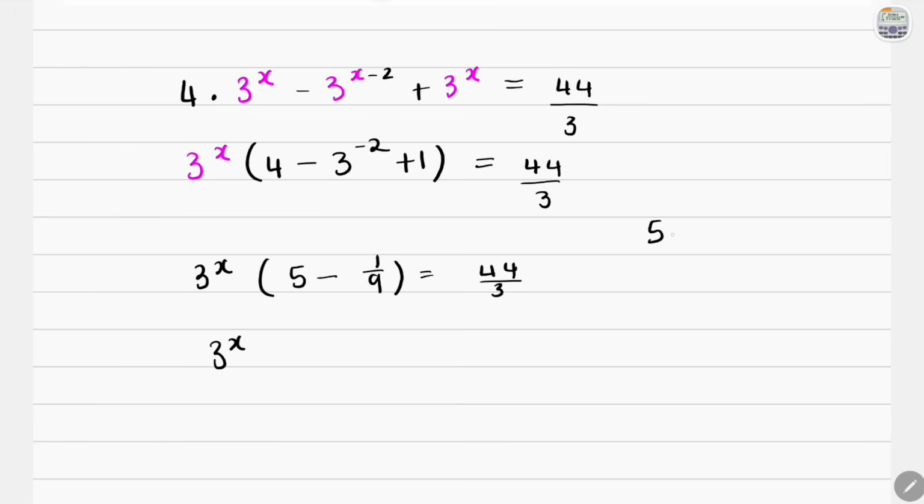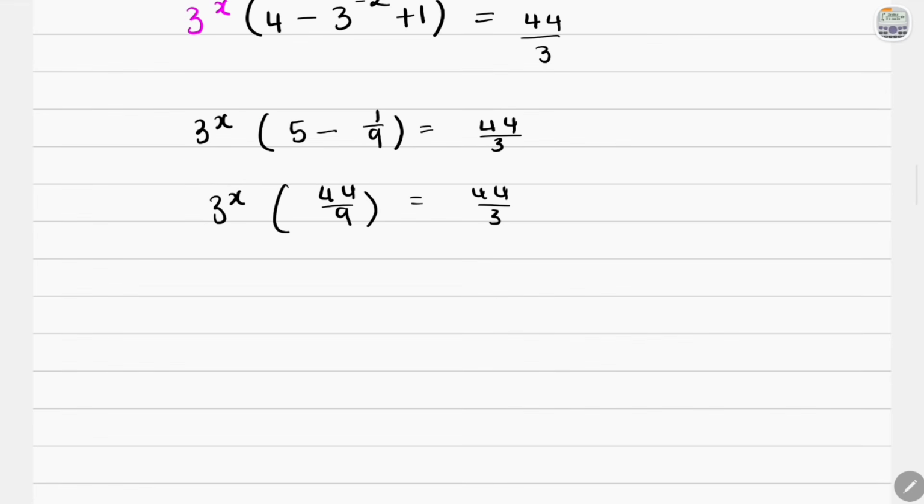If you say 5 minus 1 over 9, you're subtracting a fraction. So the denominators need to be the same. So if you multiply this by 9, 9 times 5 is 45. And then if you subtract, that's going to be 44 over 9. So this is 44 over 9. And then this is 44 over 3. Interesting. So now we can finally solve for x, or get 3 to the power of x alone.